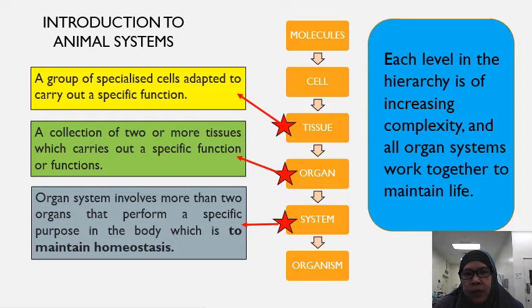So try to get an example of tissue, organ, and system and see how it works. And as you all know, each level in the hierarchy is of increasing complexity, and all organ systems work together in order to maintain life. So that's why you have to recall what you have learned in part 1 and part 2, so that you can understand what's going on in part 3.